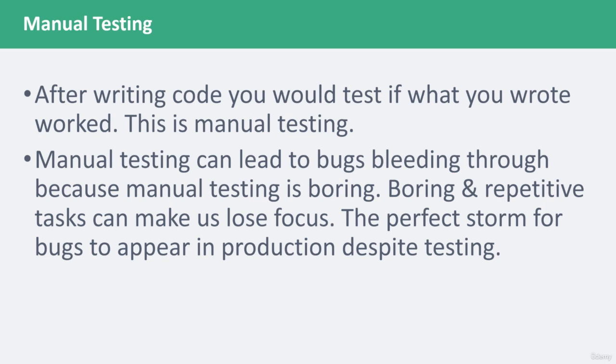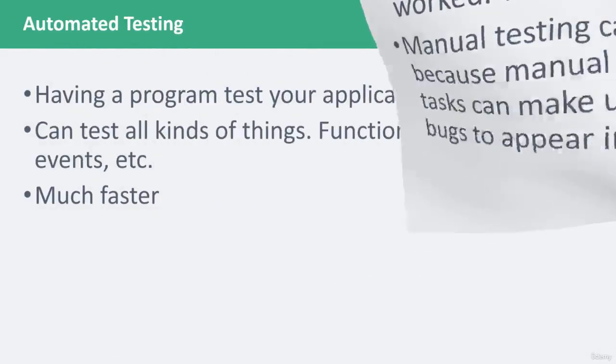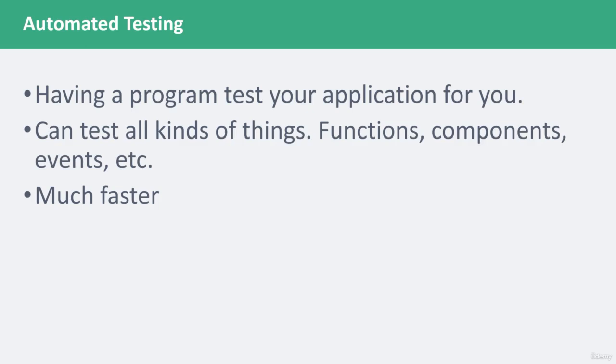However, as your app scales, you may find the process cumbersome. Manual testing isn't efficient. We're human. We can easily become bored if we have to perform the same tasks repetitively. As humans, when we're bored, we tend to lose focus. This can lead to bugs bleeding through into production. Manual testing doesn't scale. This is where automated testing comes to save the day.